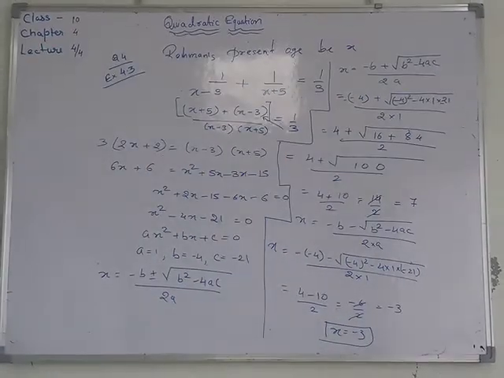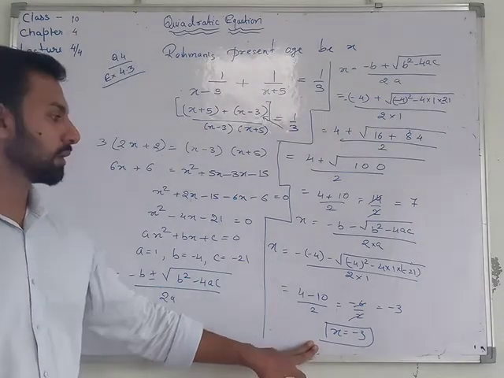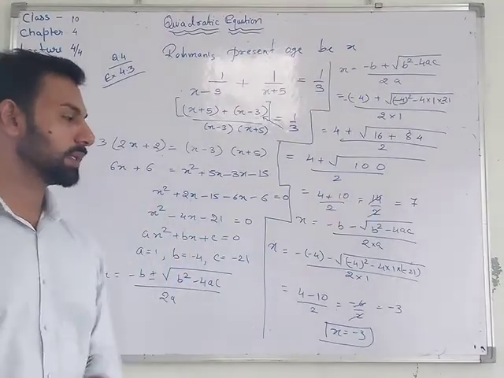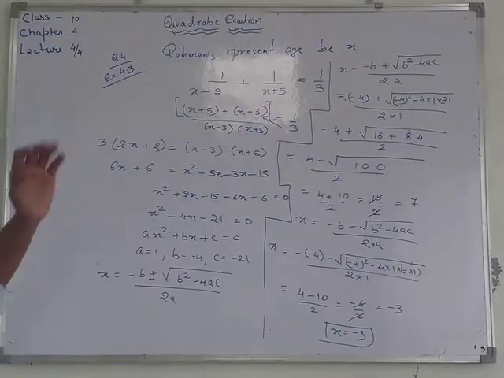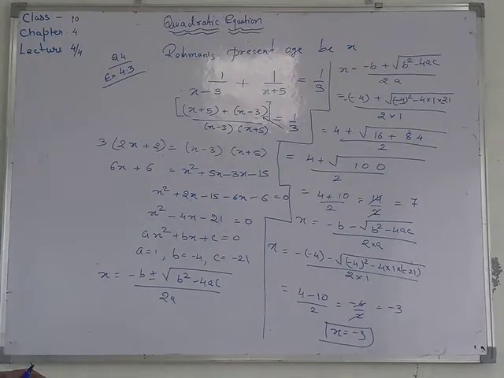We know that the age cannot be negative. So we have to take the positive value. Means x is equal to 7 is the present age of the Rahmans. Now let us move to the nature of the roots and questions based on it.